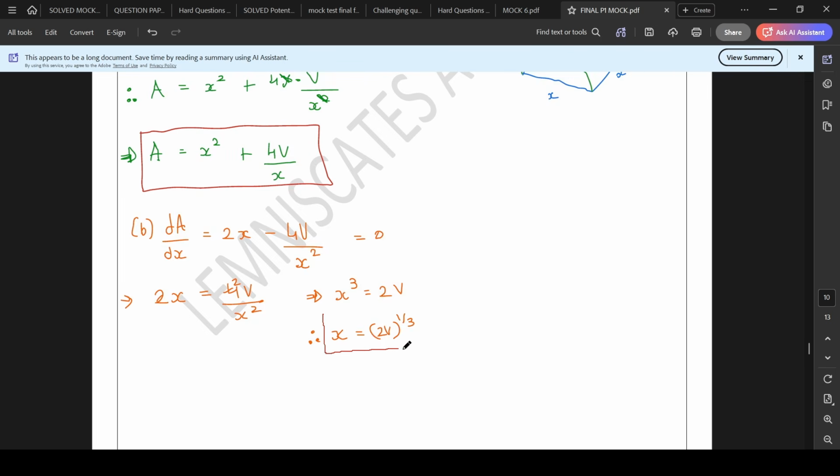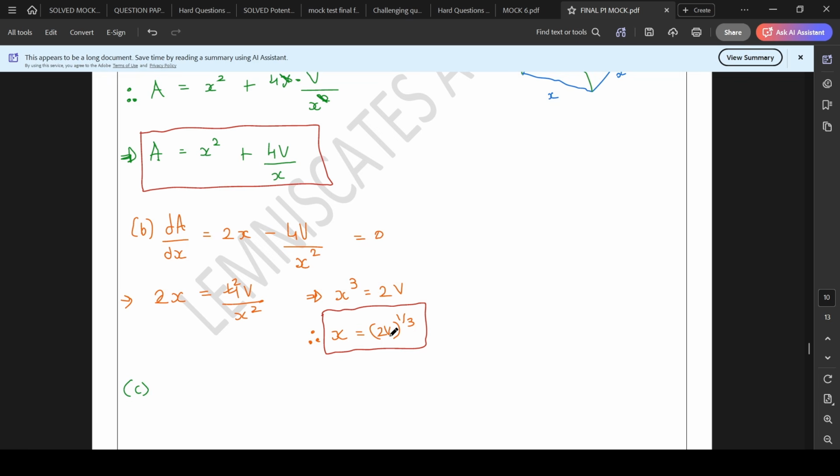So at this value of x, whatever fixed volume you are able to calculate, if you pass that volume, multiply it by 2 and then take a cube root, that will be the value of x at which the area is minimum. Now going to part C.